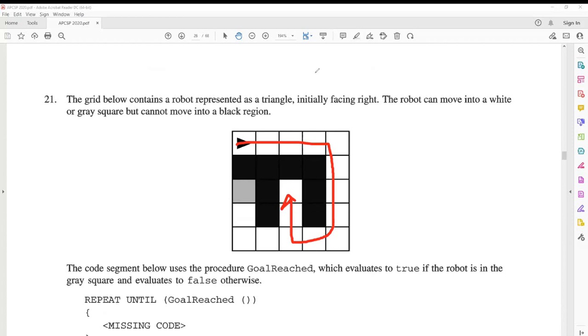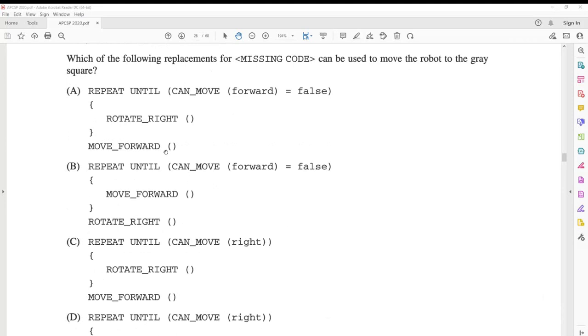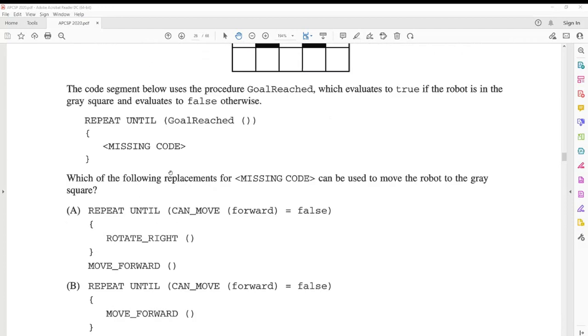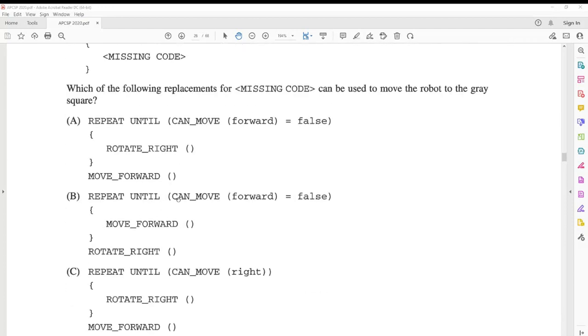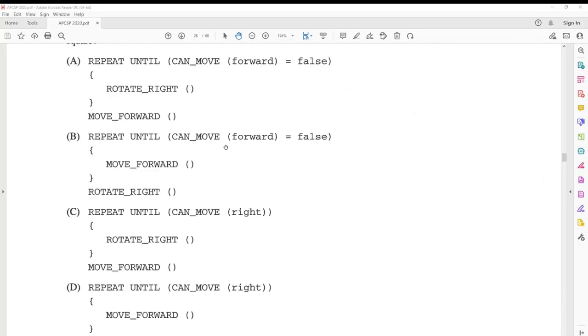So now turn right. A better way is that you try to move forward first. If you can move forward, don't turn right first. So let's do this one. Repeat until goal reached. If you can move forward, move forward. Otherwise, turn right. Okay, so I think B is the answer.